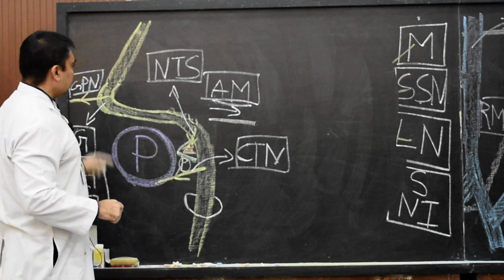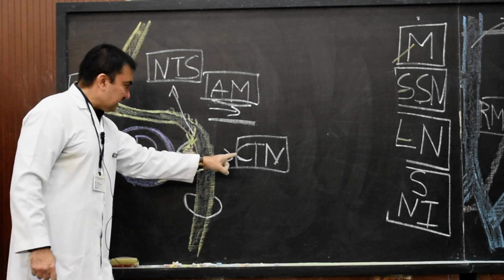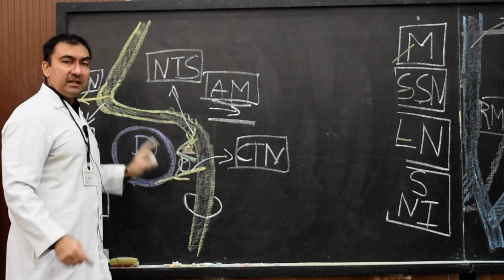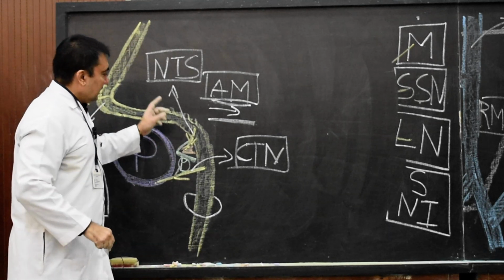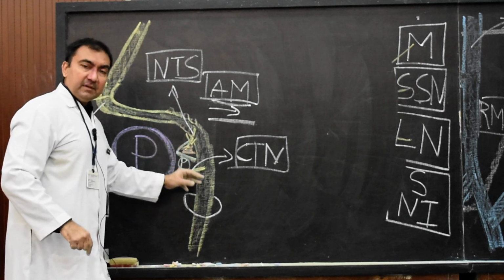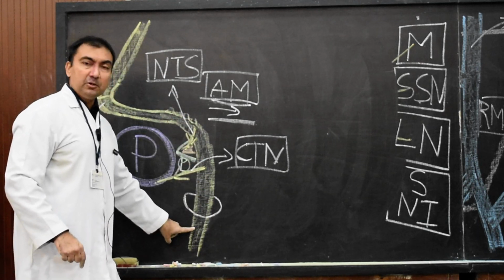So number 1, greater petrosal nerve. Number 2, nerve to stapedius. Number 3, chorda tympani nerve. This chorda tympani nerve will pass through the middle ear cavity, it will pass outside the skull through petrotympanic fissure. These 3 branches are given above the stylomastoid foramen, before the facial nerve exits from stylomastoid foramen.